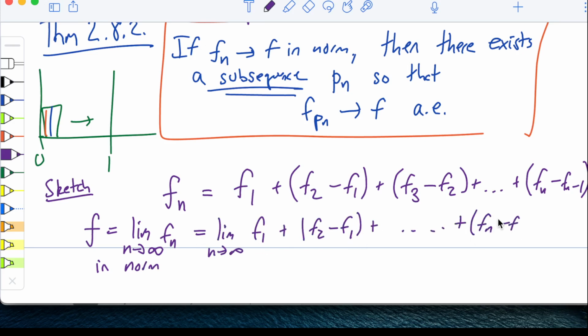Okay, why does this help us? I guess, let me not write a last term. There is no last term. It goes on forever. Okay, great. Why does this help us to think about it as a sum?